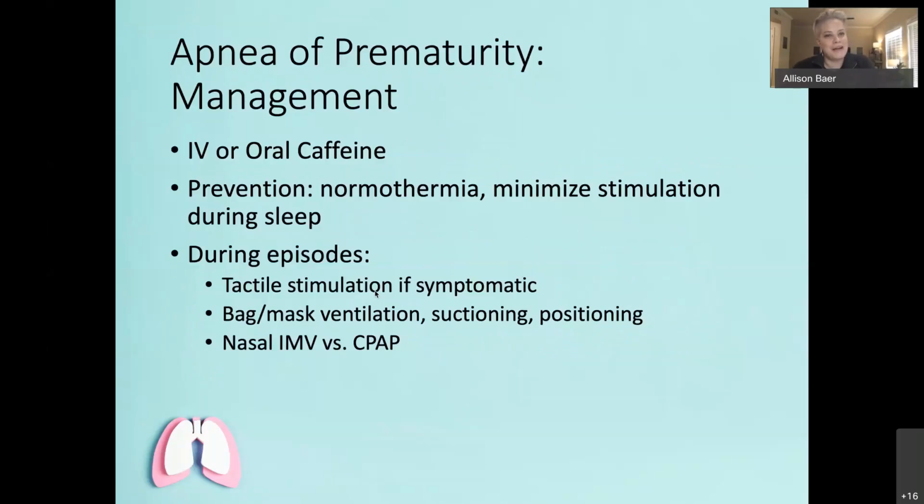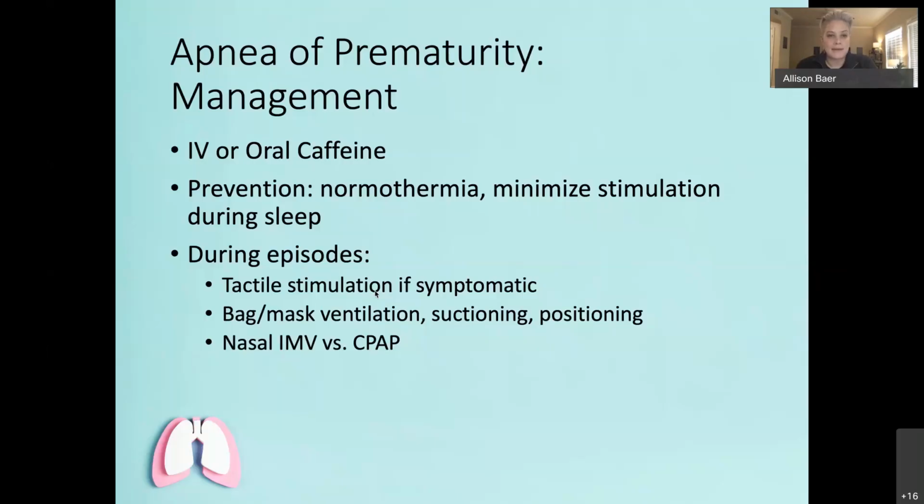But IV or oral caffeine is going to be your maintenance treatment to stimulate their brain centers to breathe. But you also want prevention, so making sure they're normothermic. If these babies get too warm, it makes them too comfy, and apparently they don't breathe. So make sure they're not too warm, normothermia. You minimize stimulation and noxious stimulation during sleep, so giving them a nice restful environment.